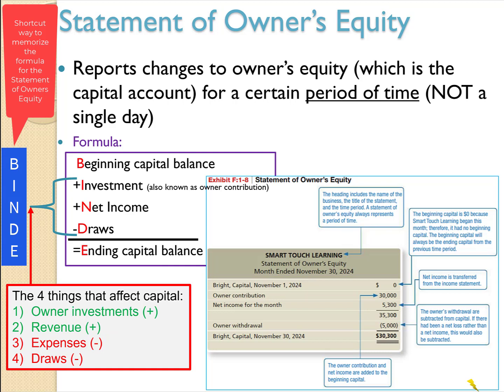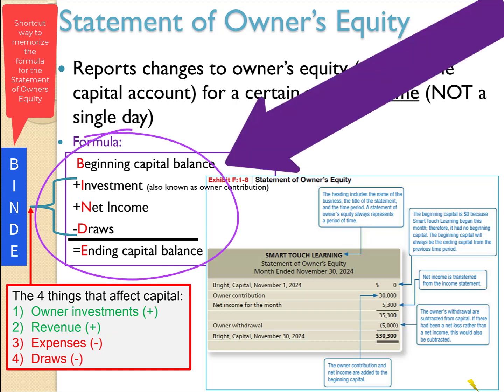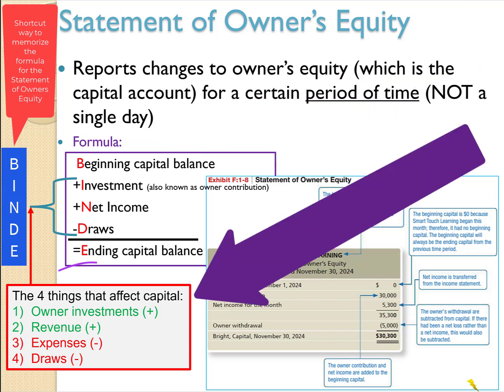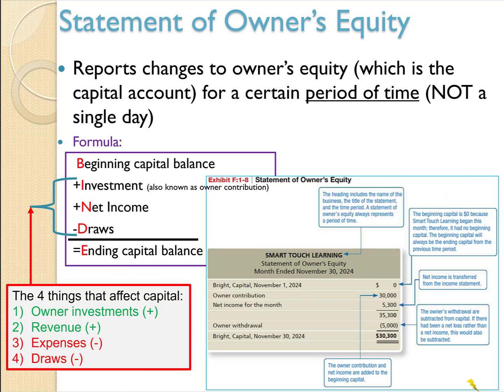So don't forget, the formula for the statement of owner's equity is BIND with an E, and it's really important that you understand the four things that affect capital. Owner's investments, also called owner contributions, make it go up. Revenue makes it go up. Expenses make capital and equity, of course, go down. And draws make capital and equity go down.